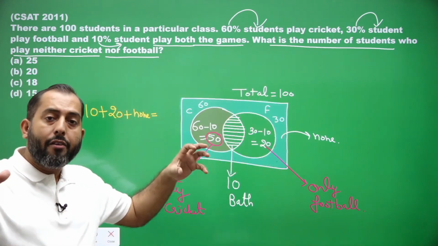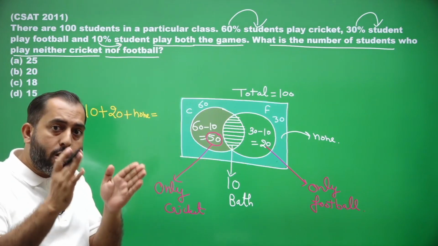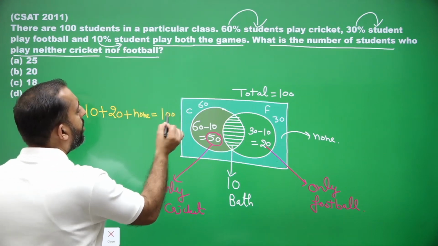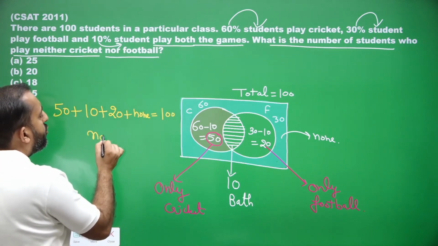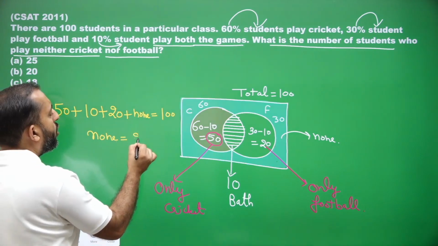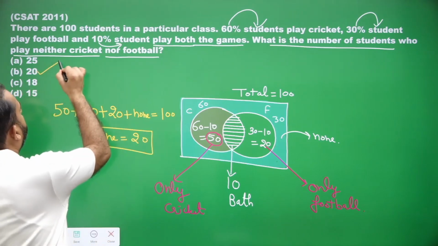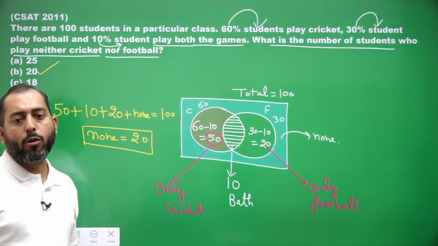And if I add the values of all those 4 regions, it must equal the value of the entire rectangle, which is 100 here. Now solve this. After solving it, you will get none equal to 20. Hence the answer to this question is Option B. Kindly make a note of it.